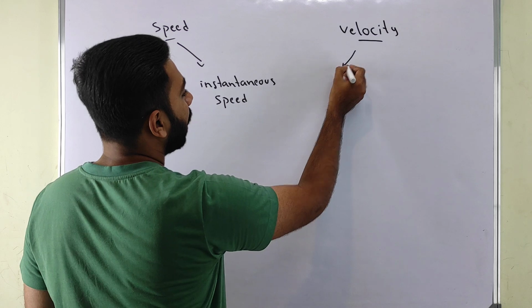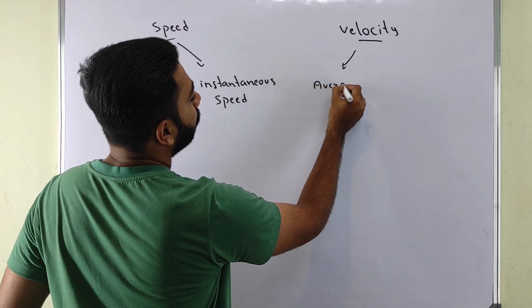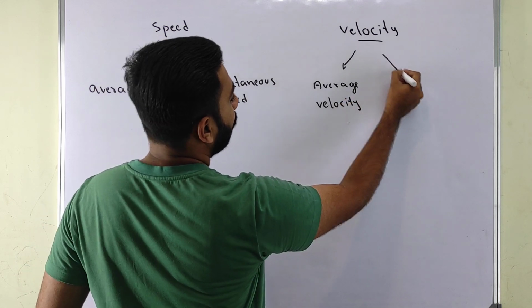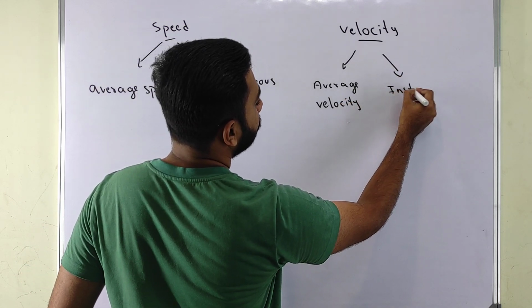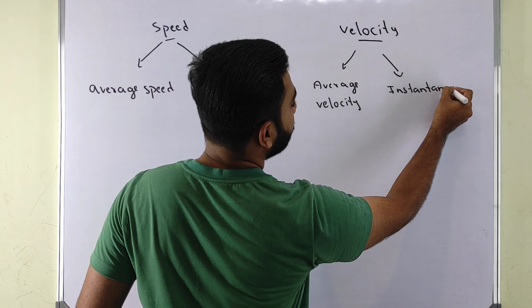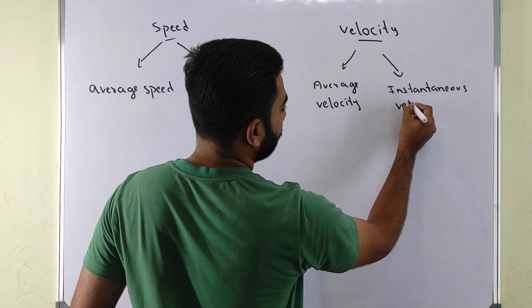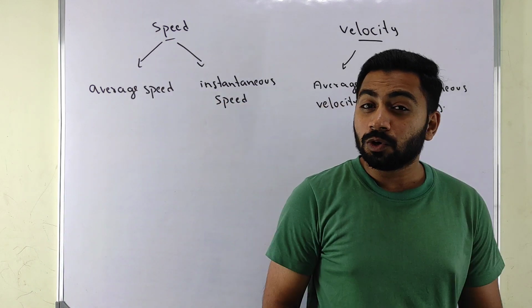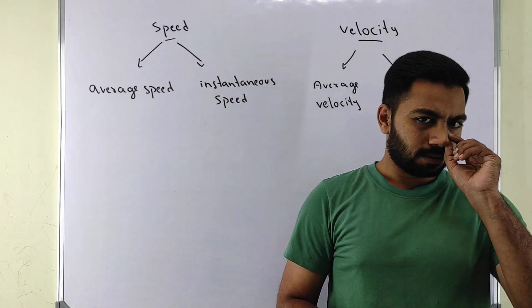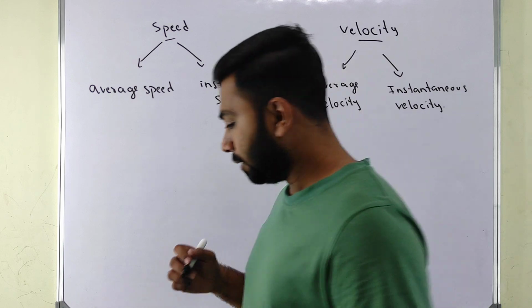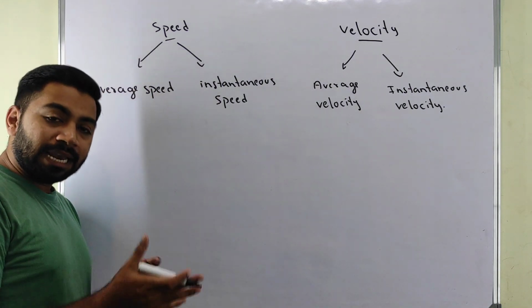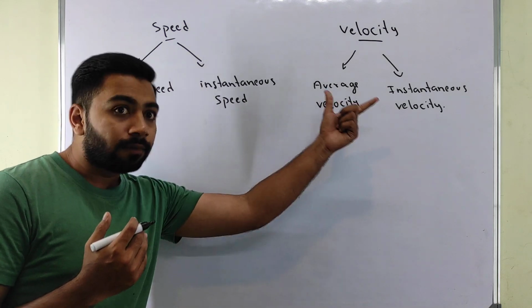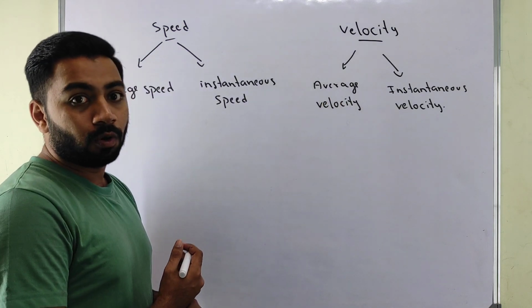Similarly, here we have average velocity and instantaneous velocity. Velocity is related to displacement and speed is related to distance. Speed means overall distance covered by overall time. Velocity means overall displacement covered by overall time.